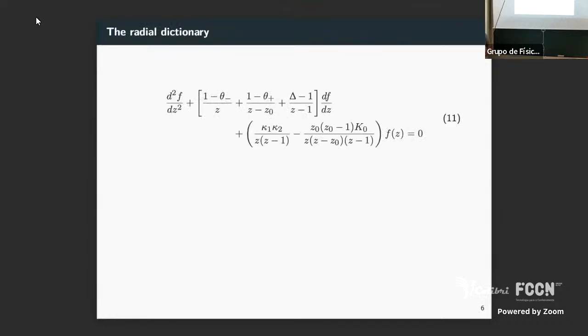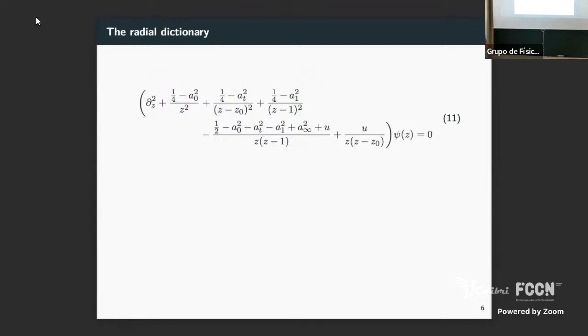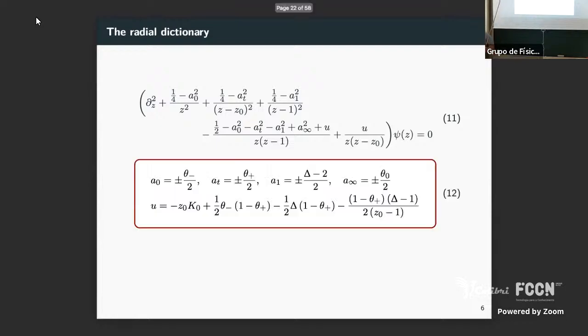So just to recap, this is the equation. Then I will do a different transformation just to put it in the normal form. This is a transformation that just removes the first derivative. So this is now the new Heun equation. This is what they identify as the radial dictionary, the Heun equation is written in this way. You can identify the different A's with the single monodromies or the characteristic exponents, the Frobenius exponents. And then the accessory parameter is given in terms of U.